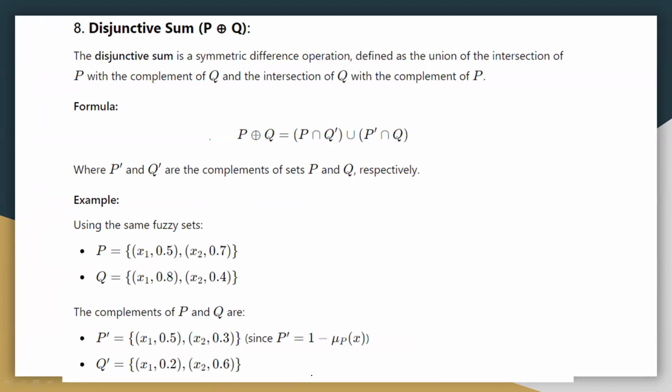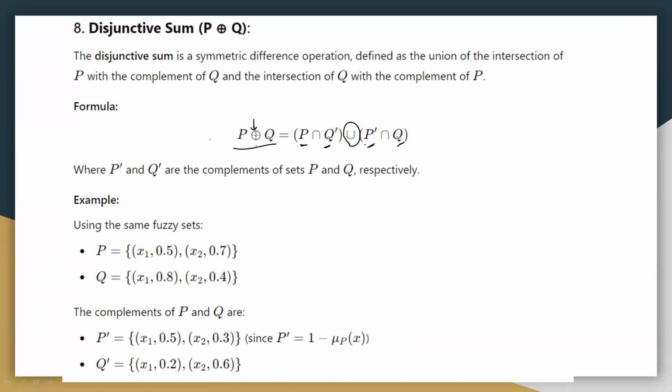Now the disjunctive sum, which is something known as the symmetric difference. Symmetric difference is what is not common in both of them; that is what we are trying to find out. The formula is given like this, and the symmetric difference is shown by this XOR symbol. It is basically the union of the intersection of P with Q's complement and the intersection of Q with P's complement.